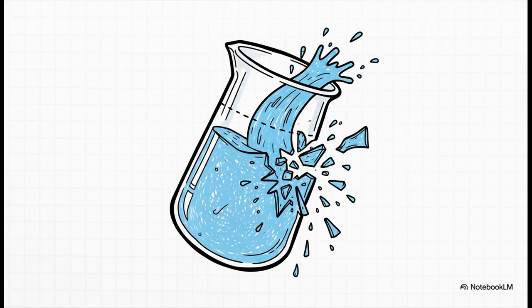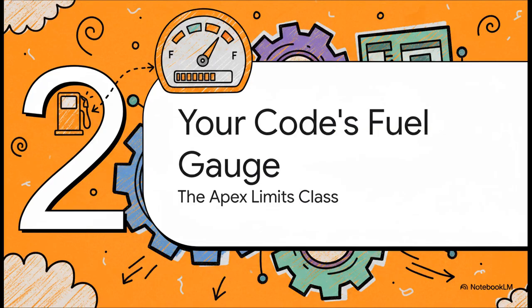And here's the real kicker. If your code goes over that budget, there's no warning. The entire transaction doesn't just slow down, it just fails completely. It's this all-or-nothing approach that leads to those awful unhandled exceptions, weird data issues, and a really bad time for your users. But what if you could see that wall coming? What if you could avoid hitting it altogether? What if your code had its very own fuel gauge?